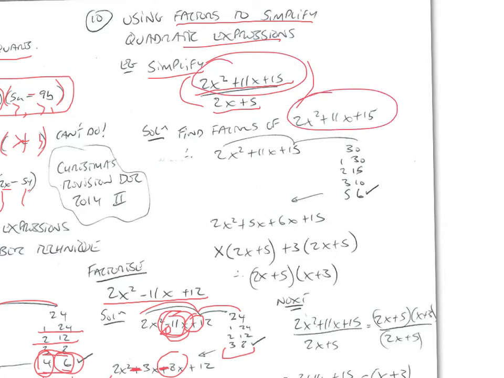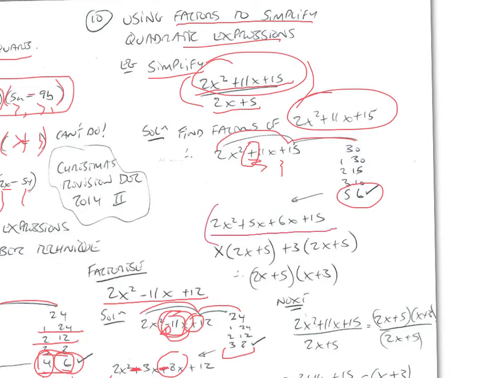Again, using the guide number technique, 2 by 15 is 30. We'll find what factors of 30 will give us 11x if we add them together, because it's a positive sign, which means signs will be the same, they'll both be positive. So I'll end up with 2x squared plus 5x plus 6x plus 15.